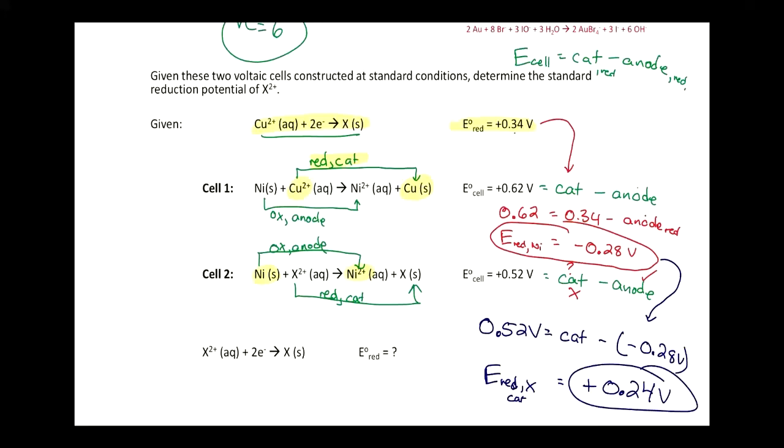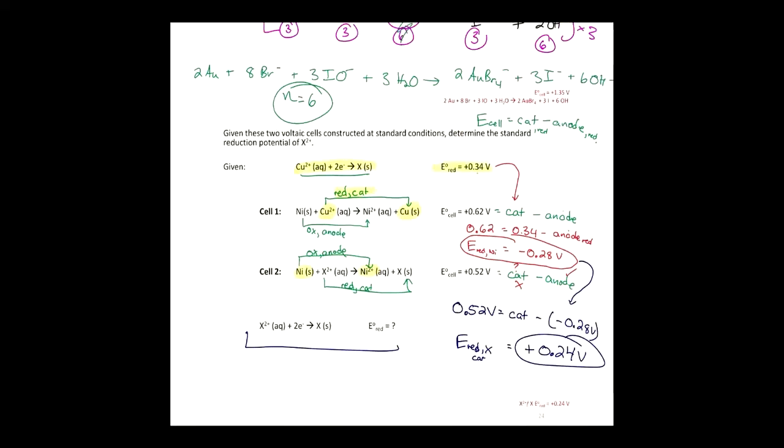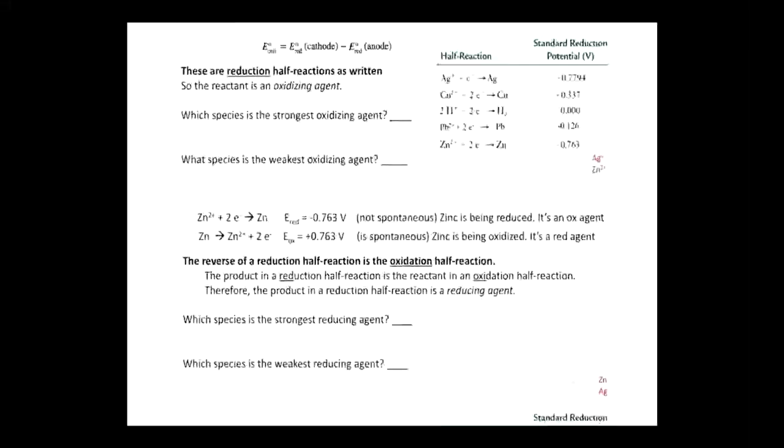You had to figure it out and see how we could place those known values into the equation in the appropriate spot. All right, so that is the X reduction potential. It is your cathode. All right, so we got a couple more minutes. So how else can we use reduction potential tables?